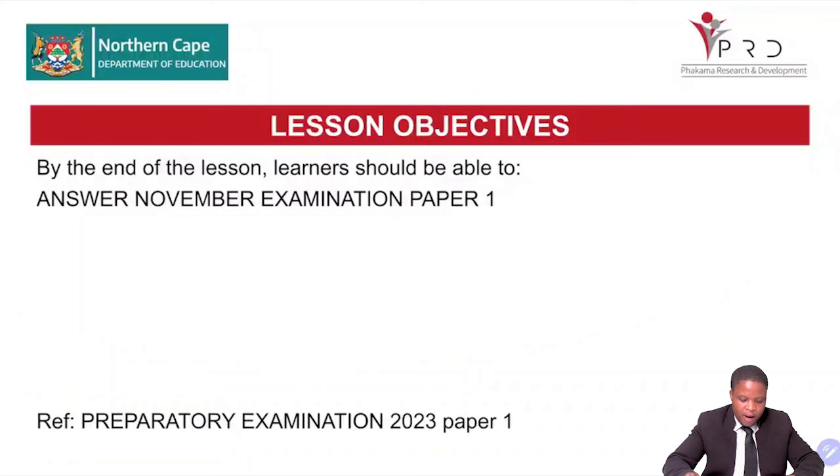Our objectives are as follows. We are going to be answering an examination paper 1. This is to prepare you to be able to answer your November examination paper 1. We are going to use a prelim examination of 2023 paper 1, the Western Cape.